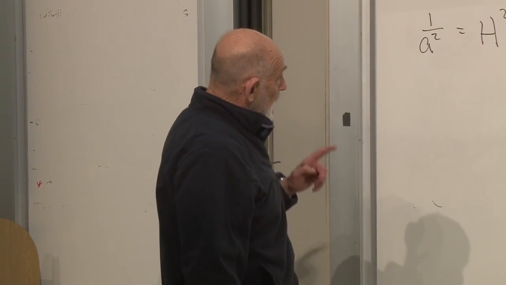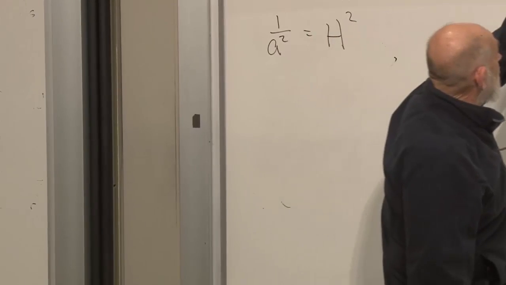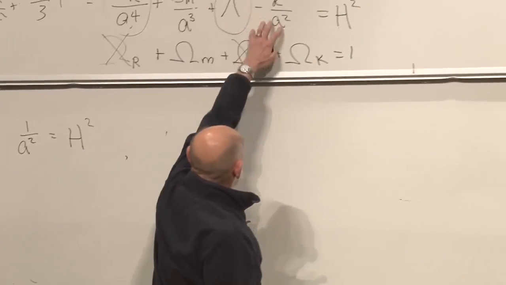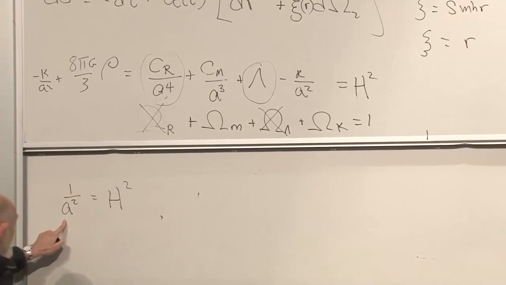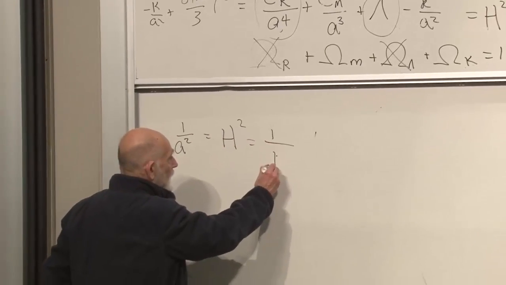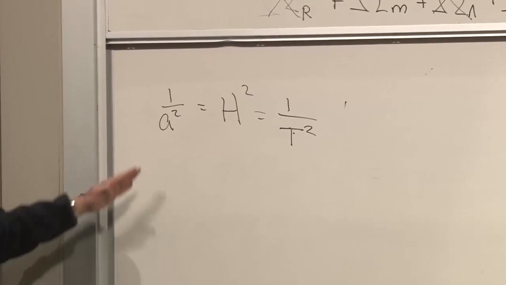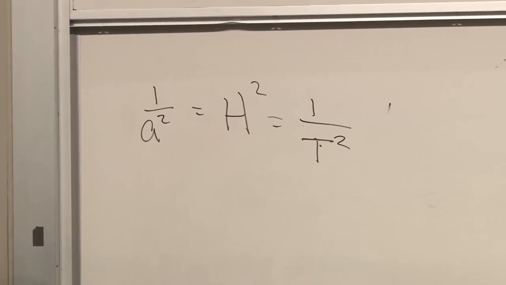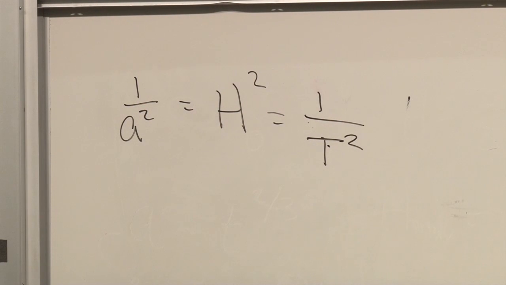All right, so now looking at this equation here and saying that this is negligible compared to this, 1 over a squared then is h squared, and h squared is 1 over the age of the universe squared. It's telling us something about the size of the universe. It's telling us the size of the universe is basically the age of the universe. Now, there is a speed of light in here.